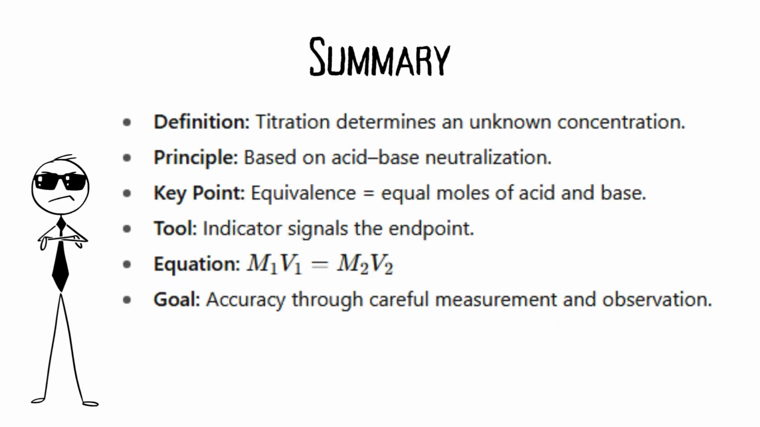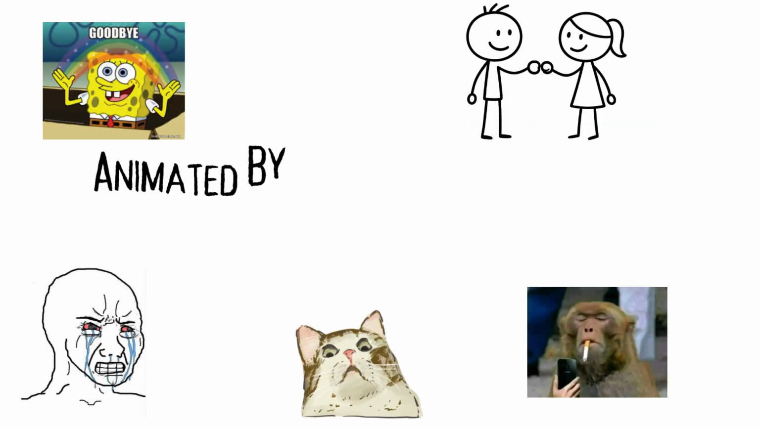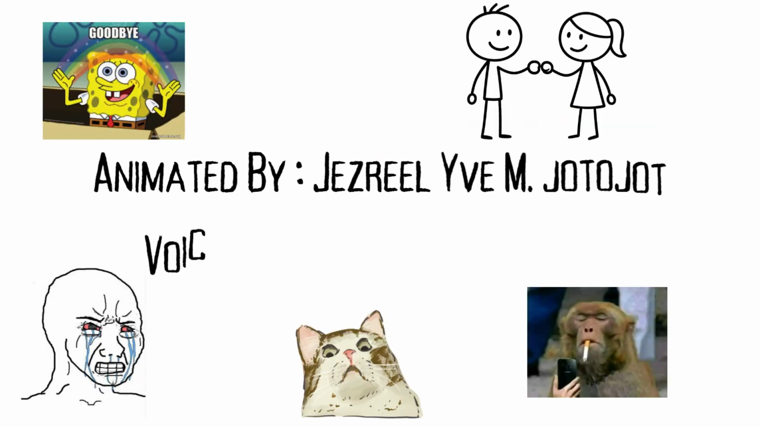To quickly summarize, titration determines an unknown concentration. It's based on neutralization, and the key is achieving equivalence by the indicator at the endpoint. The math is often simplified to M1V1 equals M2V2. It depends on careful measurement and observation. And mastering titration is mastering chemical quantification. Keep practicing, and you'll be running perfect analysis every time.